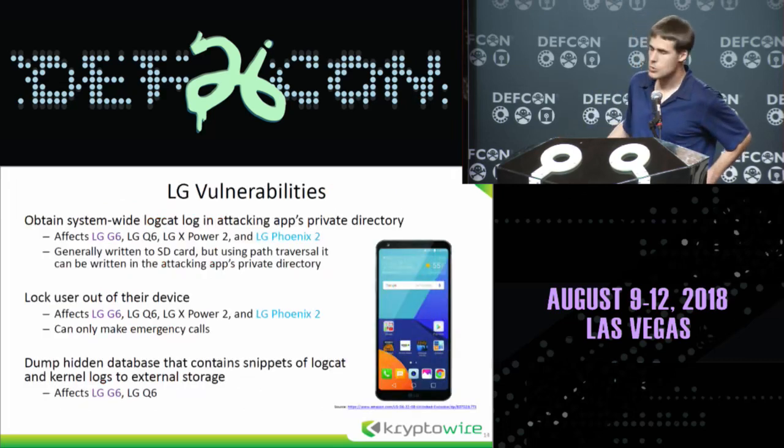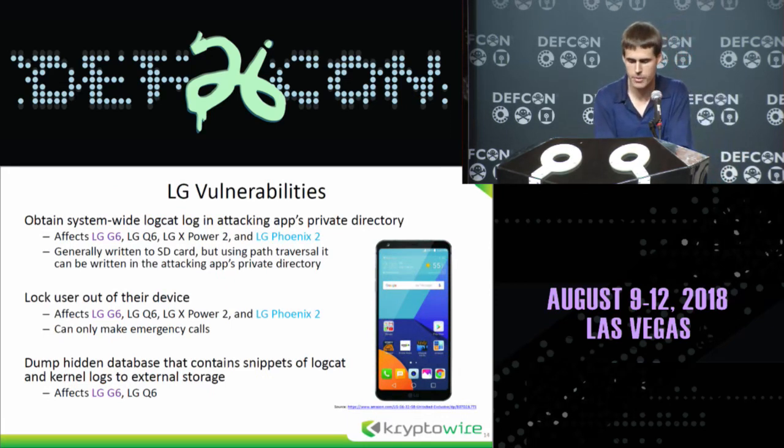And moving on, switching to LG, we have some vulnerabilities here. You can also obtain the system-wide logcat log, except this time you can get it written to the attacking application's private directory, so you don't need any permissions, and you can see the device is affected. It's generally written to the SD card, but you can use path traversal, and you can also inject a parameter argument to the command that's being executed to get all of the logs.